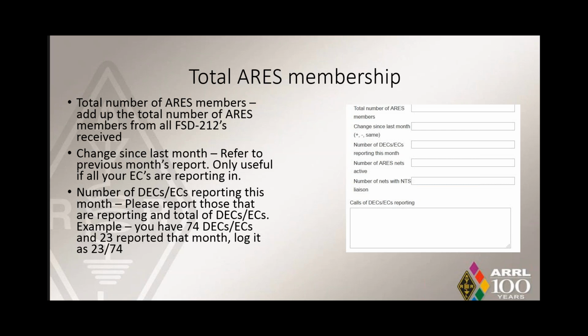So next line, number of DECs and ECs reporting for this month. And please do us a favor, put in the total reporting out of the total you have. So let's say you've got 74 DECs and ECs and 23 put in that month. Go ahead and record that number as 23 out of 74, 23/74. That also gives us an idea as to whether you've got some bigger reporting issues going on. Maybe you need some help cleaning up your roster of who holds an EC or DEC appointment.